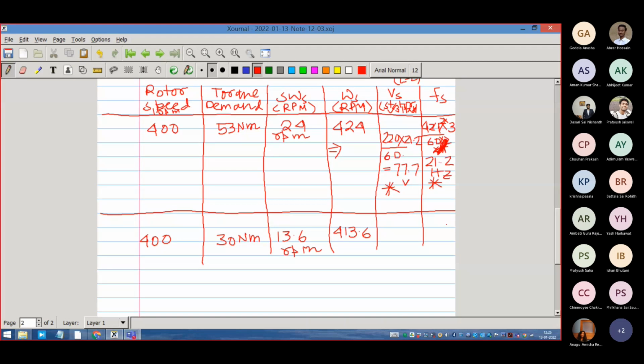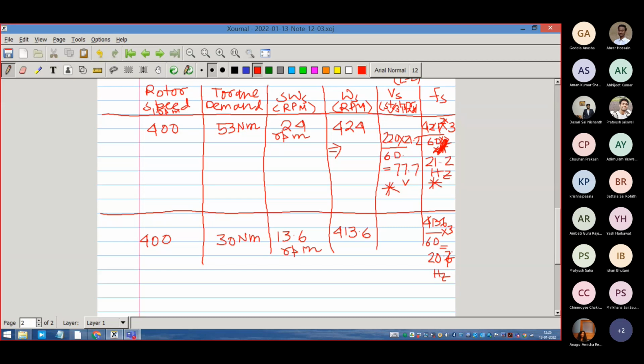So what it would be? 413.6 divided by 60 into 3. That will be the frequency. So that would be how much? 20.668, approximately 20.7 hertz will be the frequency.